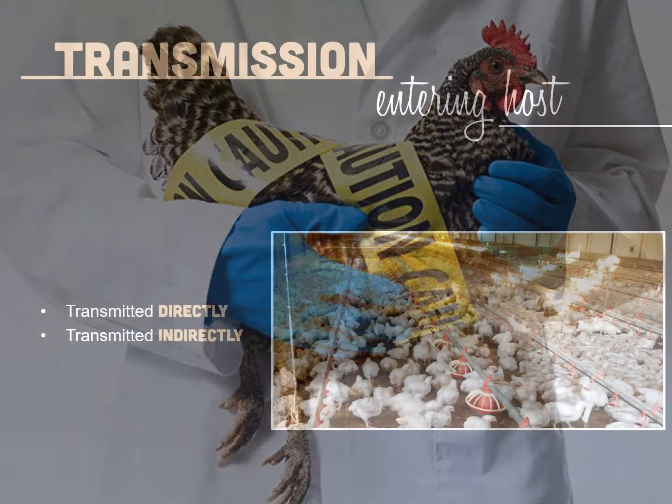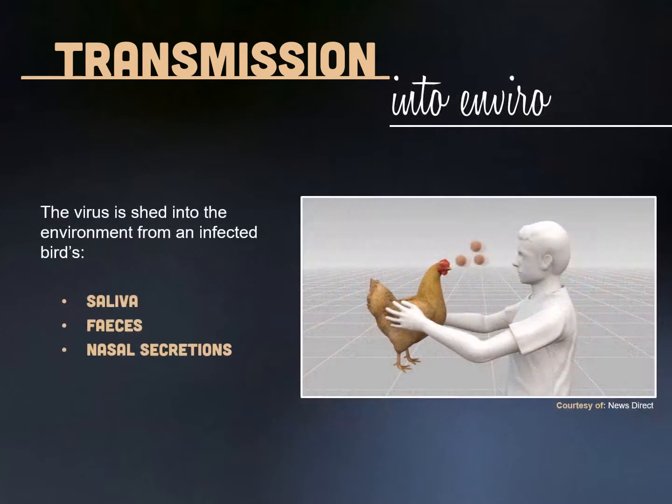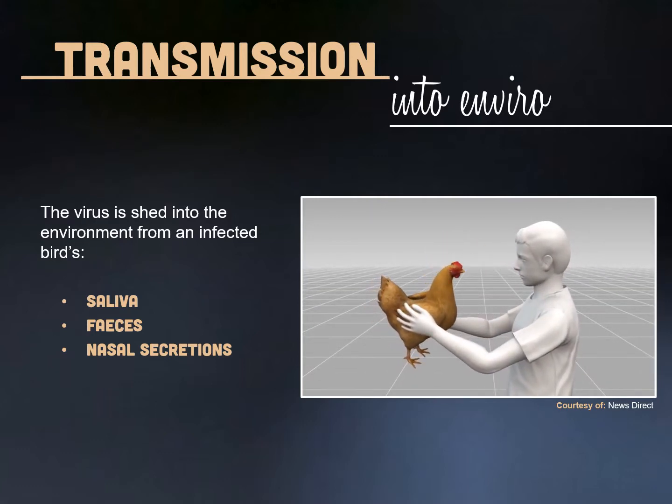The virus can be transmitted between different types of birds, both wild and domesticated, either airborne through direct contact with infected poultry or indirectly by coming into contact with surfaces that could be contaminated with the virus, such as the water feeders, living area, and feed. The virus is shed into the environment from an infected bird's saliva, feces, and nasal secretions.